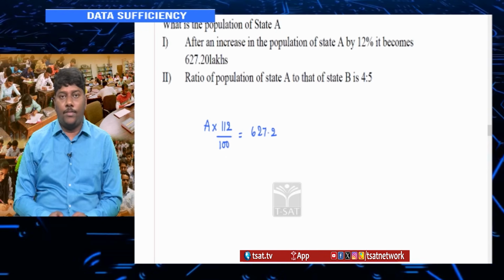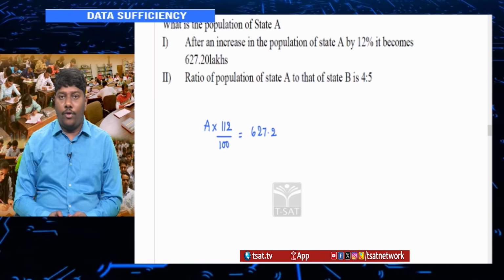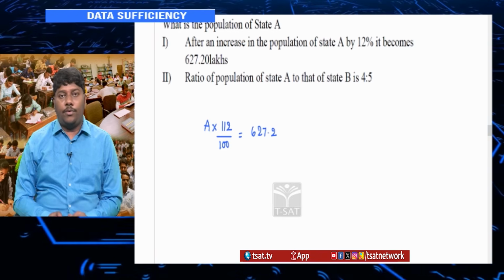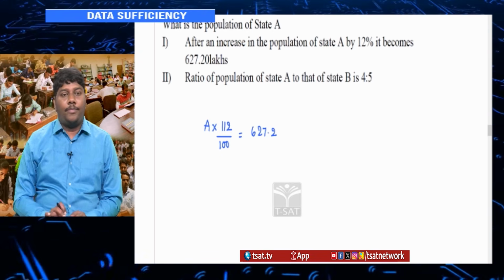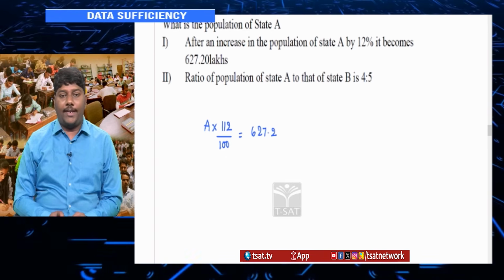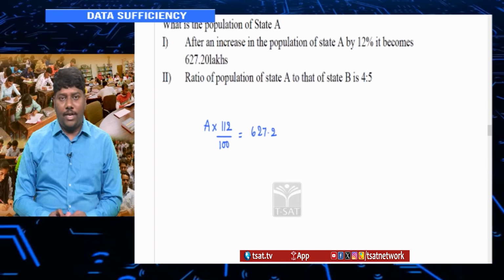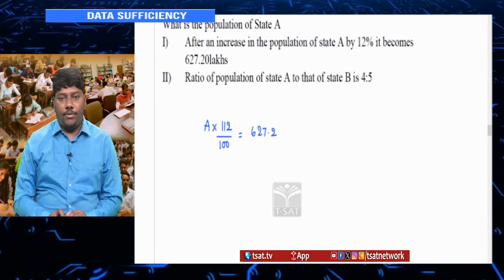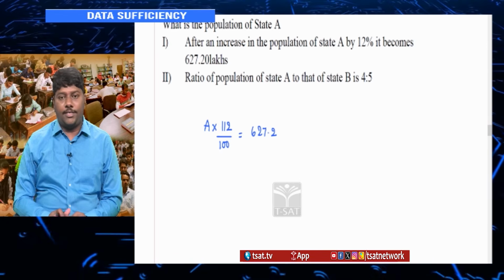Now let's check 2, because if 2 is also true, then we go for option C, because both alone are sufficient. If the second statement is not true, then 1 alone is sufficient. Now what is given in statement 2? Ratio of population of state A to that of state B is 4:5. We don't need B because he is asking you population in state A. So we don't need B. So our answer is what? 1 alone is sufficient. Option is A there.